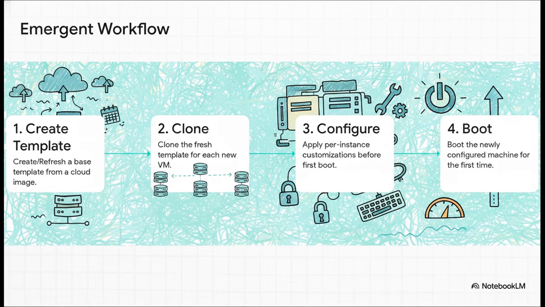First, you create or refresh a base template from a trusted cloud image, and you do this periodically, maybe once a month to keep it fresh. Then for every new VM you need, you just clone that template. Now, here's the key. Before you boot it for the first time, you apply all your specific customizations, networking, SSH keys, you name it, using Cloud-Init. Then, and only then, do you boot the machine.